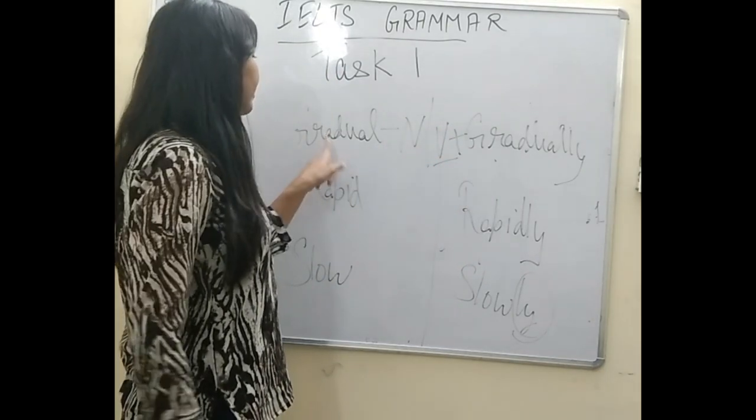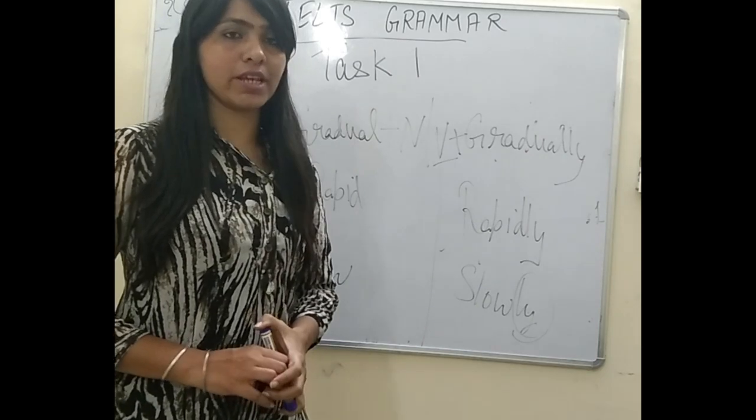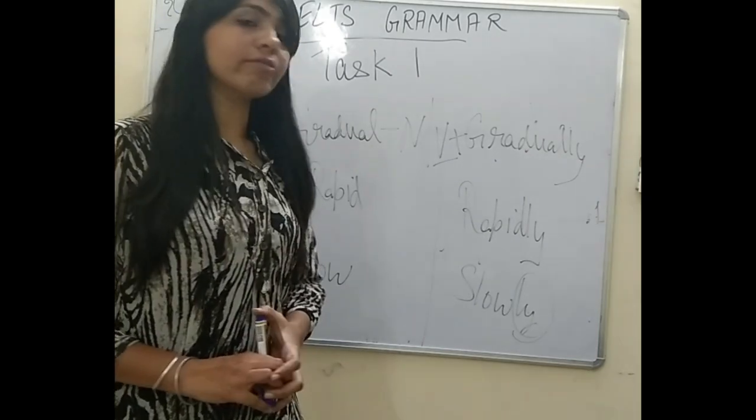Declined gradually, gradual, there was a gradual decline. So these are the mistakes that I have seen in task 1.